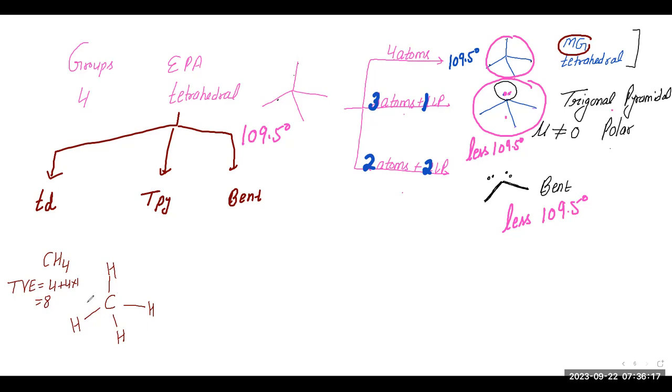So how many groups around carbon? 4. So it goes in first category. What is the EPA for the molecule? Tetrahedral. What is the molecular geometry for the molecule? Tetrahedral. Is the molecule symmetrical? The molecule is symmetrical. There is no distortion by the lone pairs. Symmetrical. All atoms are same.